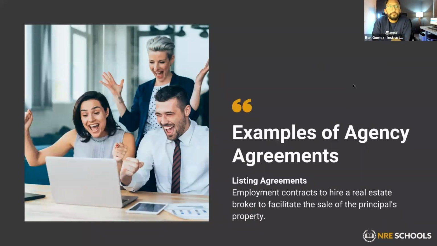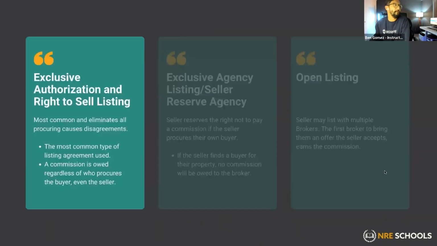Well, let's discuss some examples of agency agreements. I love listing agreements. Love them with a passion, because it means that I have been hired to sell someone's property. That is what a listing agreement is. It is an employment contract to hire a real estate broker to facilitate the sale of a principal's property. There's three types, and this one's important.